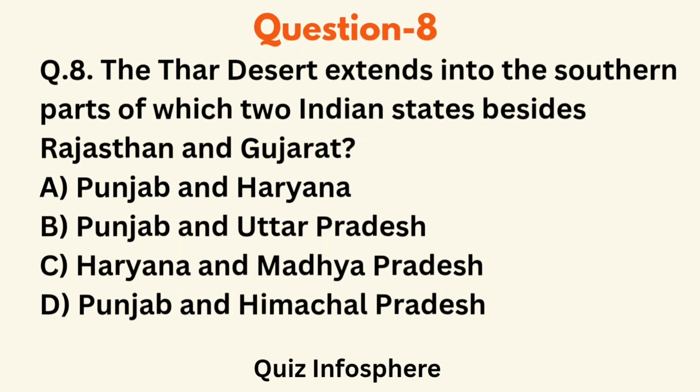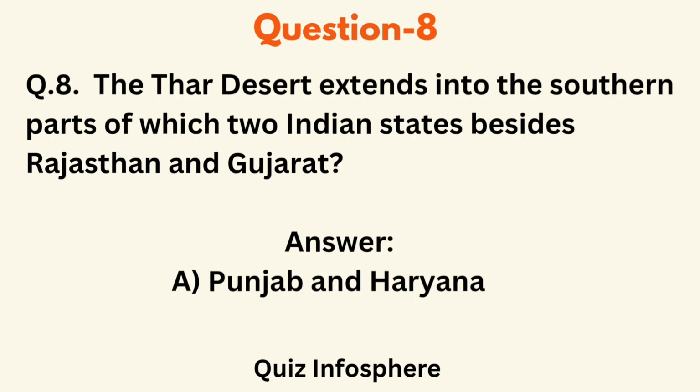Question 8. The Thar Desert extends into the southern part of which two Indian states besides Rajasthan and Gujarat? Punjab and Haryana, Punjab and Uttar Pradesh, Haryana and Madhya Pradesh, Punjab and Himachal Pradesh. The correct answer is option A, Punjab and Haryana.